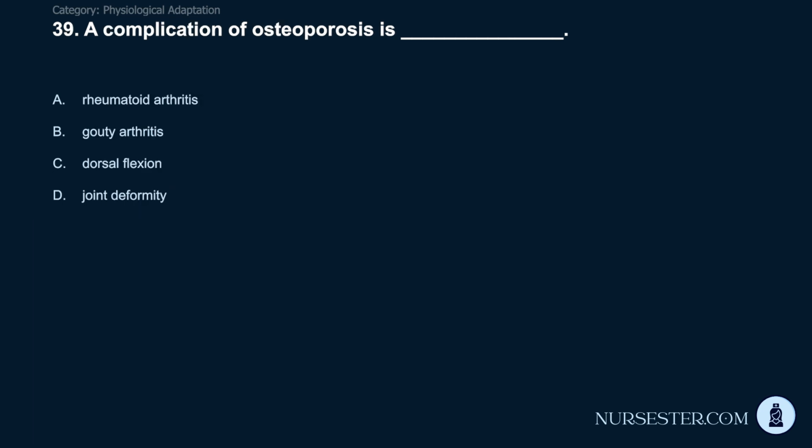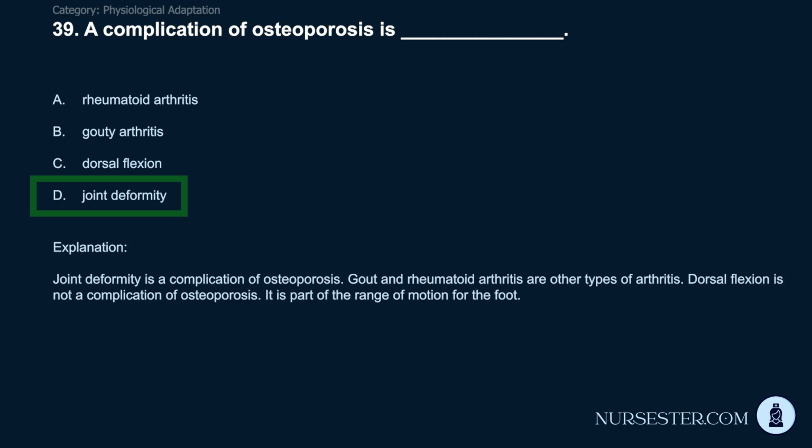count. 39. A complication of osteoporosis is underscore. A. Rheumatoid arthritis. B. Gouty arthritis. C. Dorsal flexion. D. Joint deformity. Correct answer, D. Joint deformity. Joint deformity is a complication of osteoporosis. Gout and rheumatoid arthritis are other types of arthritis. Dorsal flexion is not a complication of osteoporosis. It is part of the range of motion for the foot.